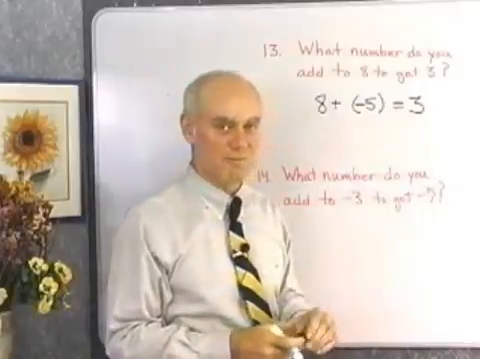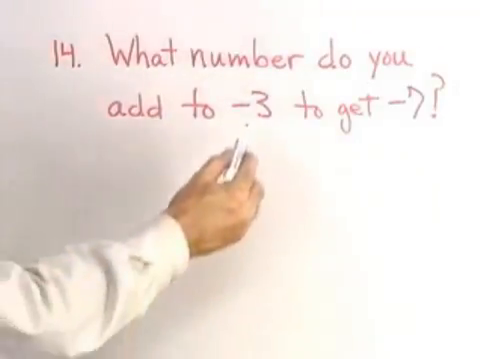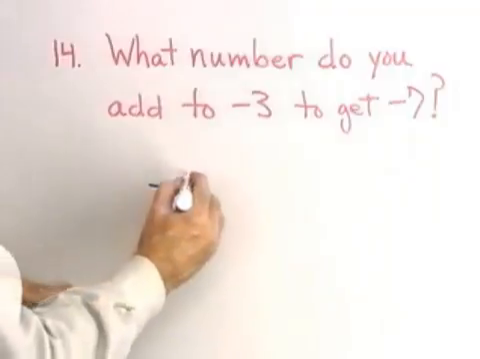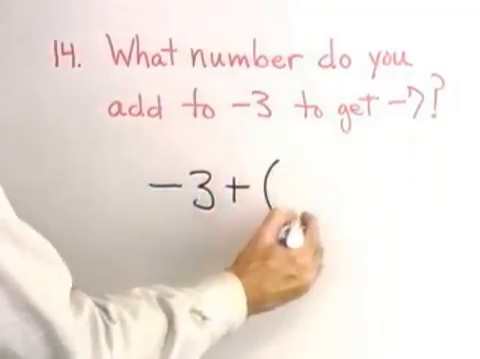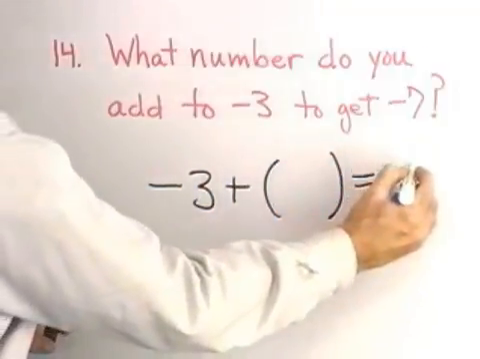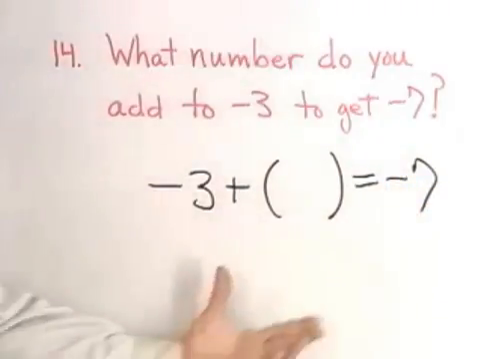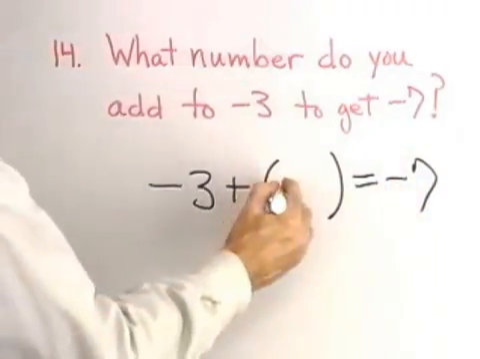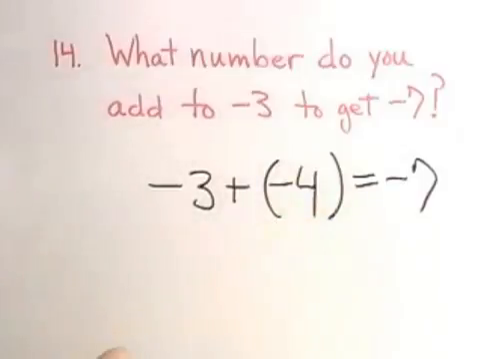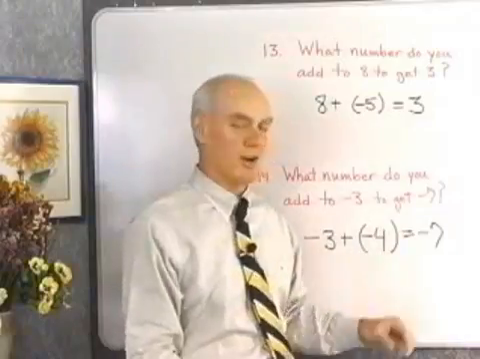Let's try another one of these. What number do we add to negative 3 to get negative 7? So here's negative 3 plus some number comes out to be negative 7. Think about this for a while, and you'll see that the only number that you can add to negative 3 to end up with negative 7 is the number negative 4.